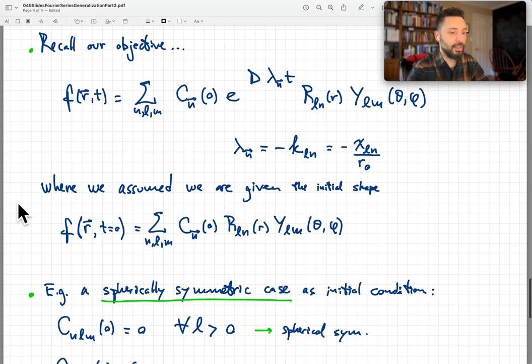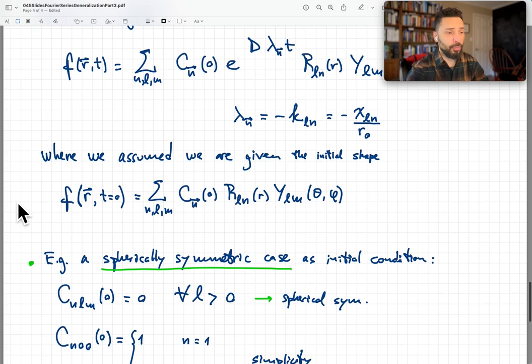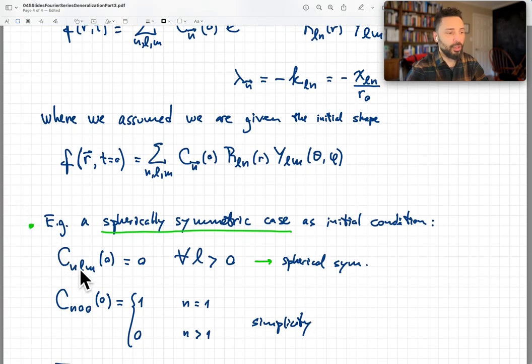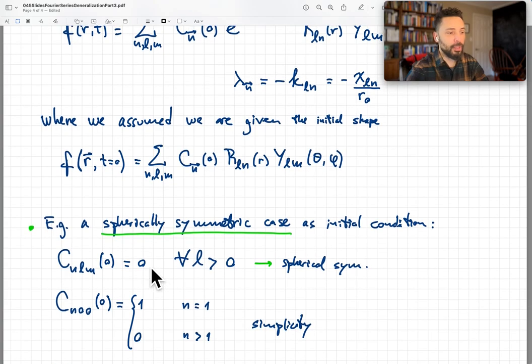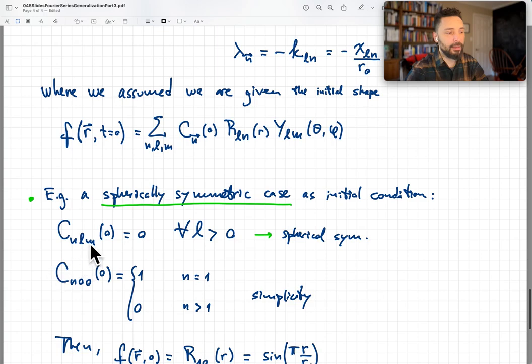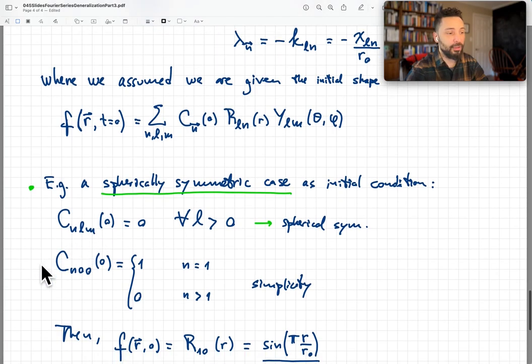and then figure out the time dependence. Now, suppose we have a spherically symmetric case as an initial condition, where all these coefficients C_n,l,m actually vanish for all l greater than 0. So we only have l equal to 0, which is the fully spherically symmetric one. For l greater than 0, it will have some more complicated shapes. But if we only keep l equal to 0, then we'll be spherically symmetric. In that case, the little m here can only take the value 0.